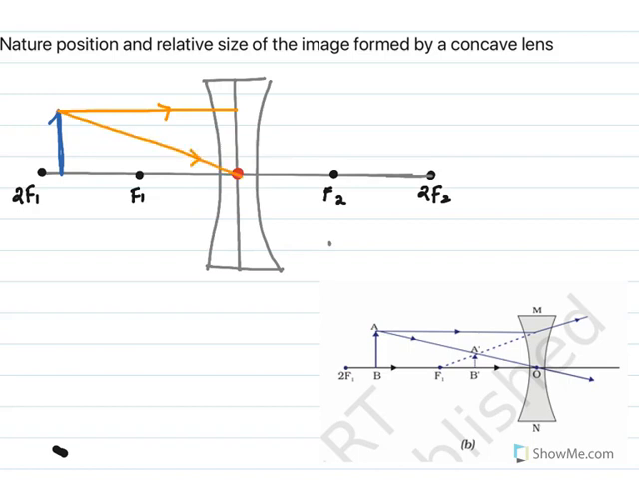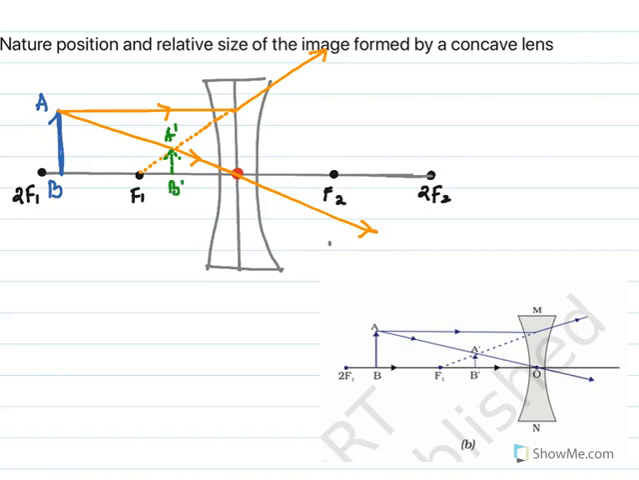One ray we take parallel to the principal axis, and the other ray we will take through the optical center. Now the ray that is parallel to the principal axis after refraction will diverge, but it will appear to come from the focus, and the one that's going to the optical center will go undeviated. And if you see, the rays are now meeting at this point. So this is actually a virtual image. I'm going to put it in a dotted way because it is a virtual image. The object is AB, and the image here is A'B'.